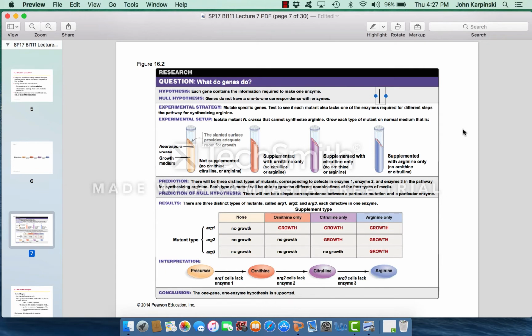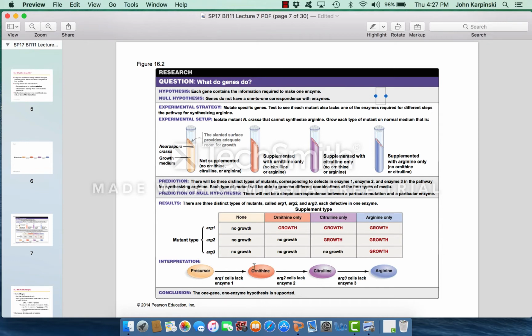The alternative or null hypothesis was that genes do not have this one-to-one correspondence with enzymes, that a gene can code for more than one enzyme. So how did they go about testing this hypothesis? Well, what they ended up doing was growing bacteria of this particular species in 4 different growth media. And they mutated 3 different genes, which we're going to be calling enzyme 1, enzyme 2, and enzyme 3.